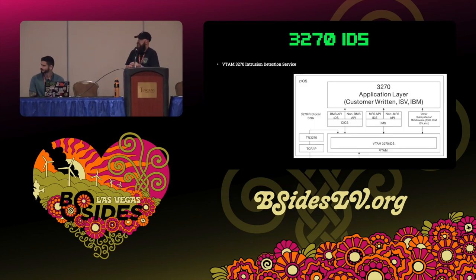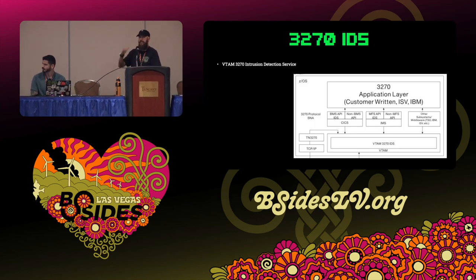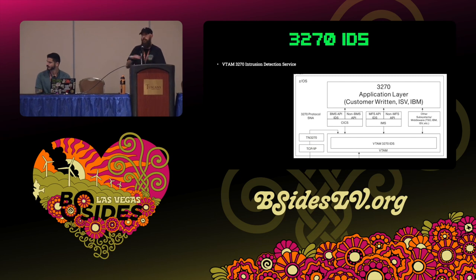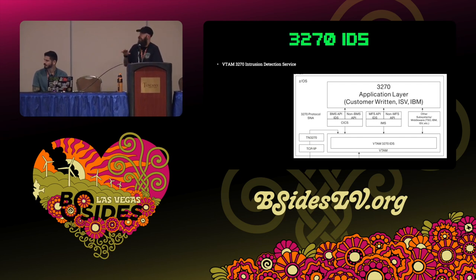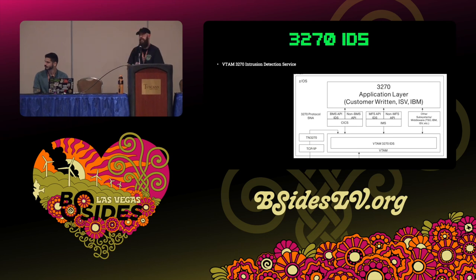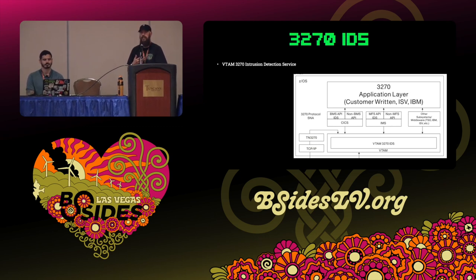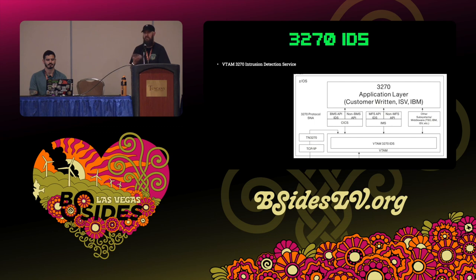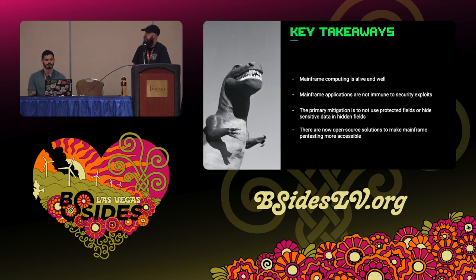The other one is the VTAM 3270 IDS, and this is set at the communication server level, so it affects every region on that server, but it is a massive resource hog, so much so that when we tested it and worked with them, they were like, "We can't use this, it takes up too much resources." On top of that, they both have the same flaw of false positives because they can't determine malicious traffic from just junk traffic, so they'll send a lot of false alerts. It's just not really a good IDS to use, and even IBM doesn't recommend using it in the documentation.